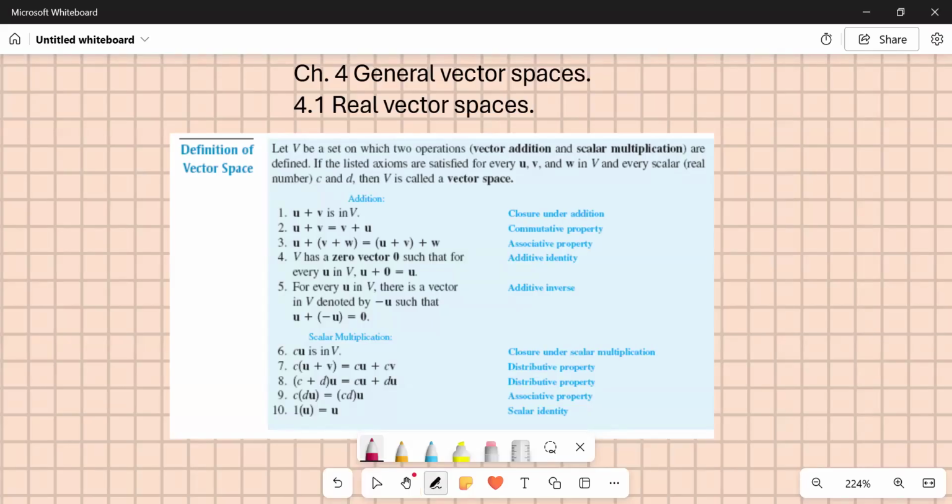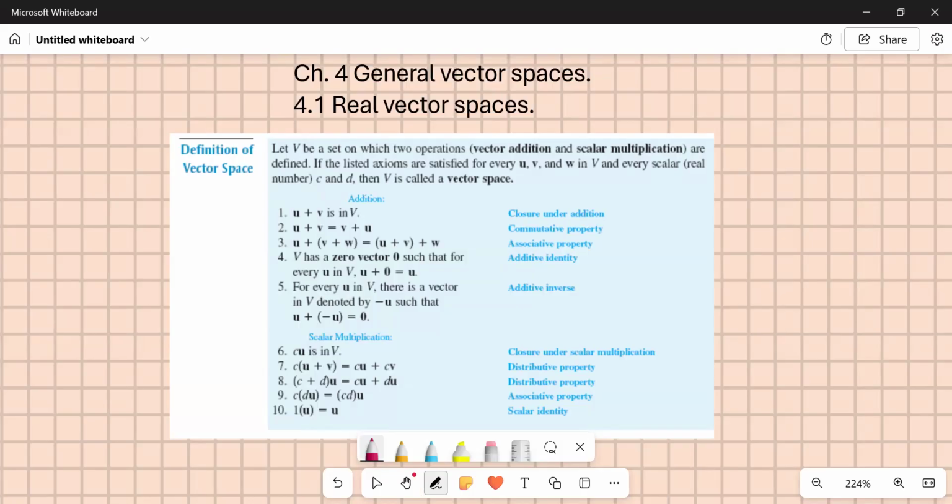Hello, everyone. Today we are going to move to chapter 4, and chapter 4 is going to be about general vector spaces. As you remember, in chapter 3 we had Euclidean vector spaces, and they were basically similar to what we have in school, like 2D vector space, 3D vector space. That's a vector space which is around us, which is describing the space around us.